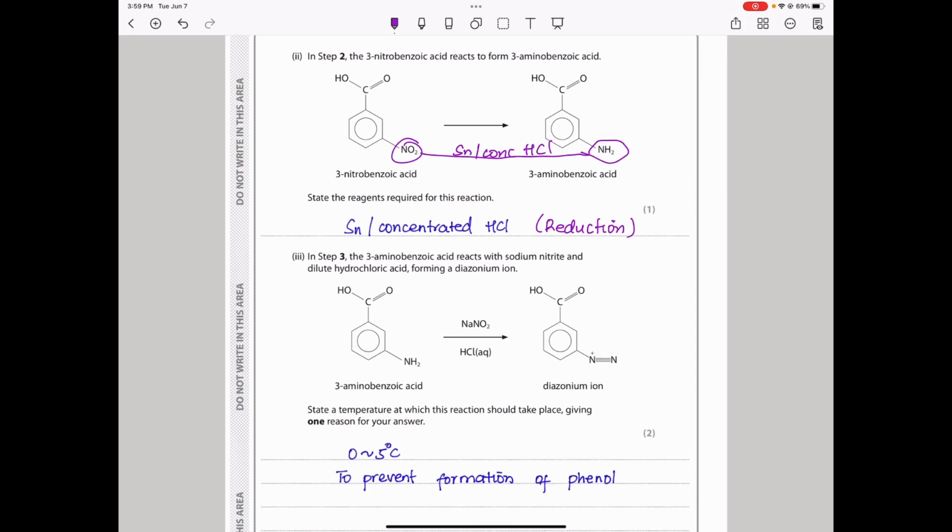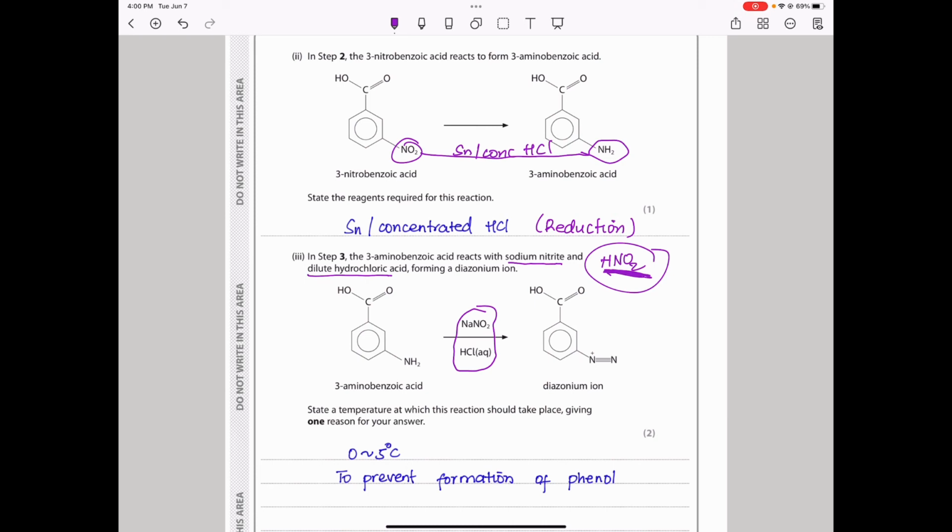Easy. In step 3, the 3-aminobenzoic acid reacts with sodium nitrite and dilute hydrochloric acid, forming diazonium salt. Now, the reason they're combining sodium nitrite and dilute hydrochloric acid is basically to produce nitrous acid, which is the reagent in this step. So this is made in situ because you cannot make nitrous acid and then use it later, since it breaks down immediately. So it's good to use sodium nitrite with hydrochloric acid, but this is not concentrated, it's dilute.